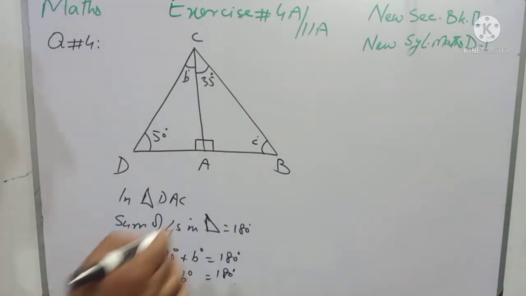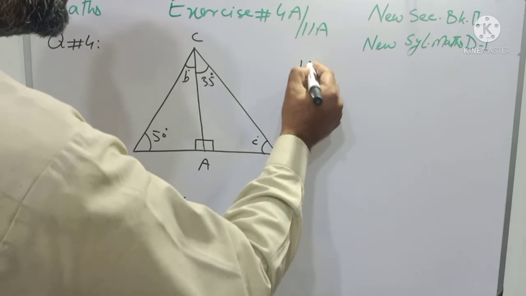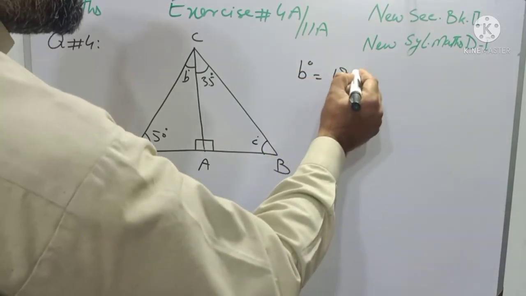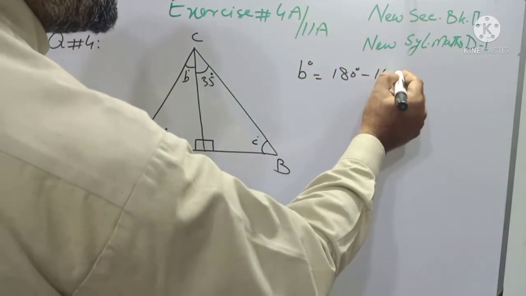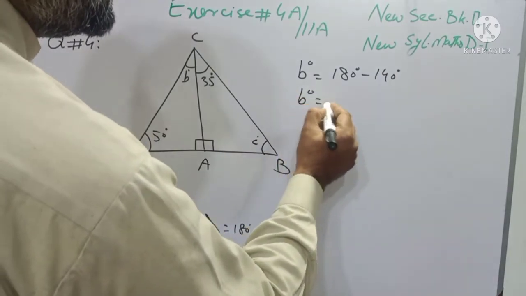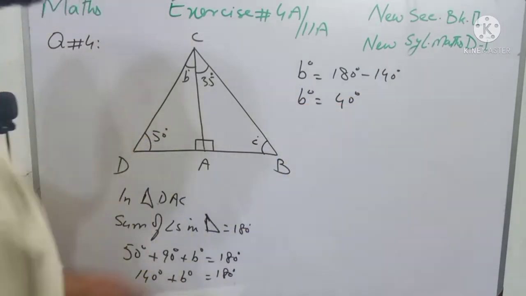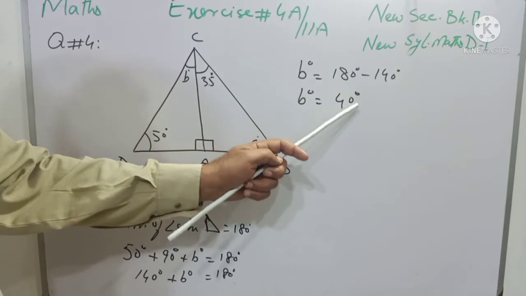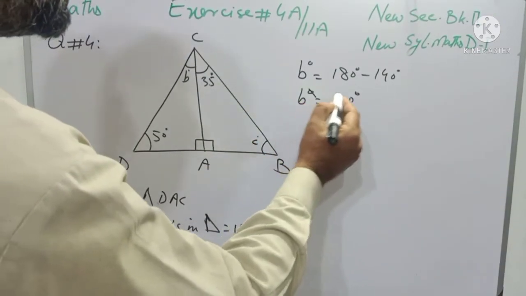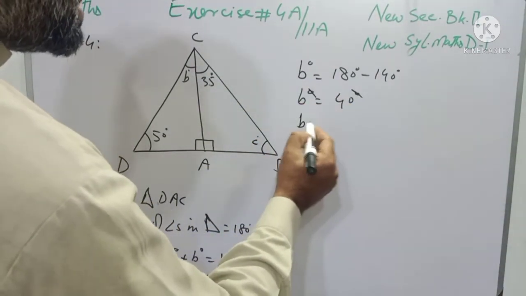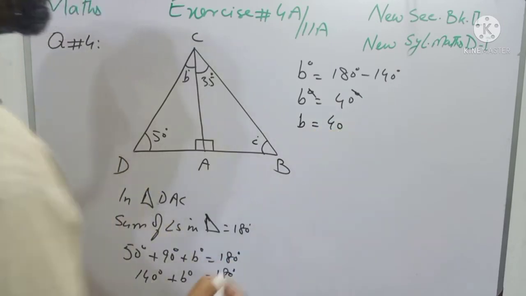When we transfer it to the other side, it will become minus. So B degree is equal to 180 degree minus 140 degree, and B degree is equal to 40 degree. When we subtract 140 from 180, we will have 40. Degree will be cancelled with degree, and the value of B is 40.